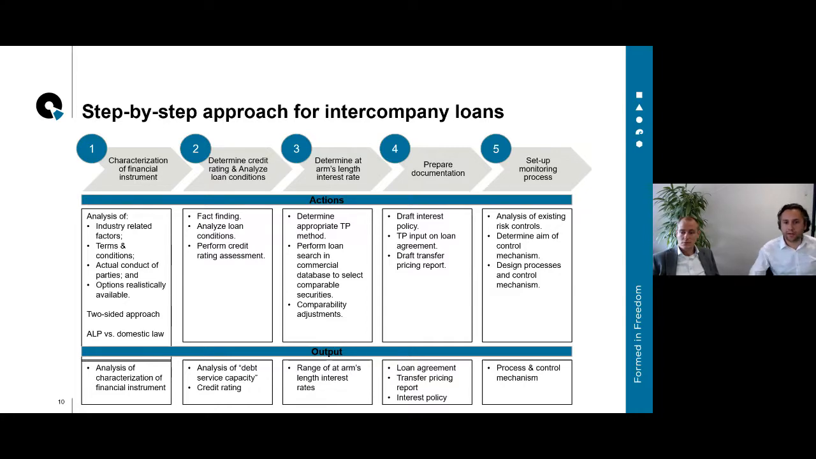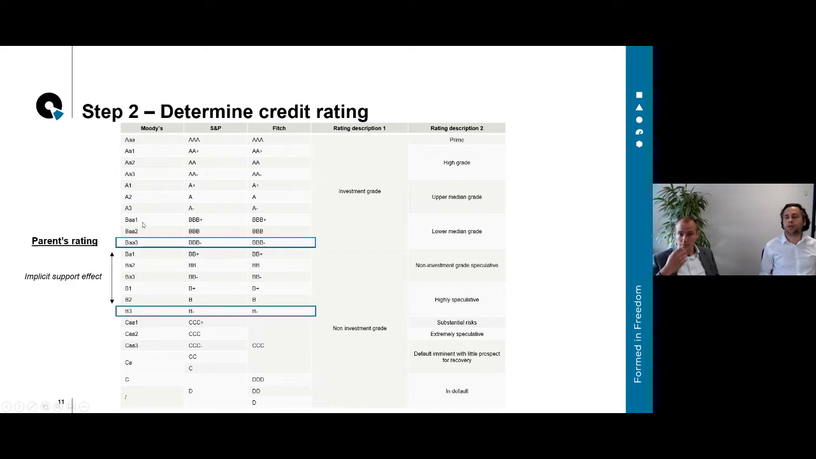Maybe the next slide. This is a brief example on credit ratings. I've listed the 3 largest credit rating agencies used in Europe. So Moody's, S&P, and Fitch. Probably most of you know these rating agencies. You have credit ratings varying from AAA to D in this case.